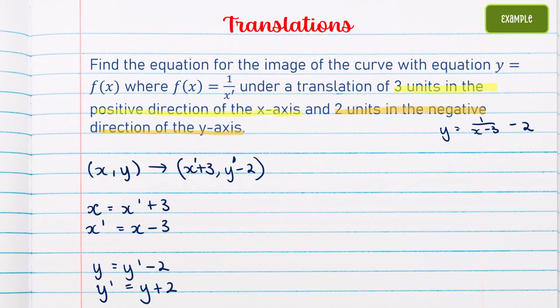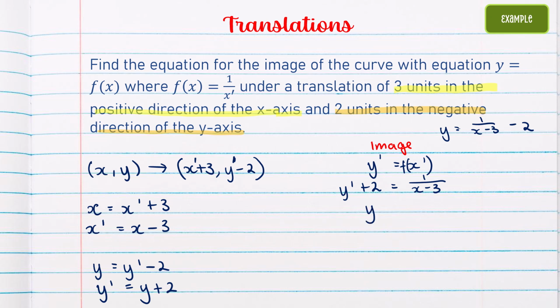Now what we're going to do is sub this back into our original function. So we originally had y is equal to x. Well, now what we've got is y prime is equal to x prime, because this is our image function, okay? Now that we've established that, we can sub in the y prime and the x prime that we found. So now we've got y prime plus 2 is equal to f of x prime, which is 1 on x minus 3, and then we would solve for y, okay?